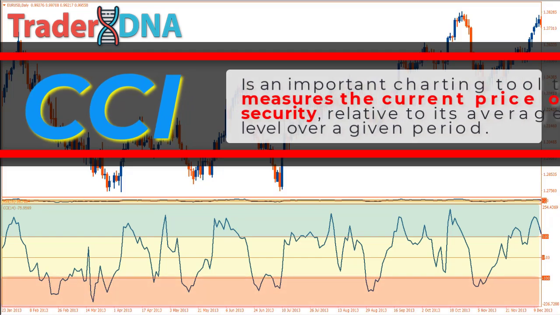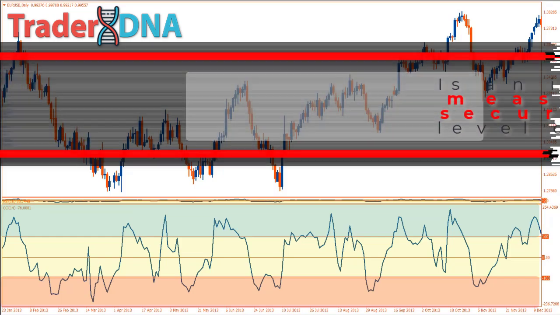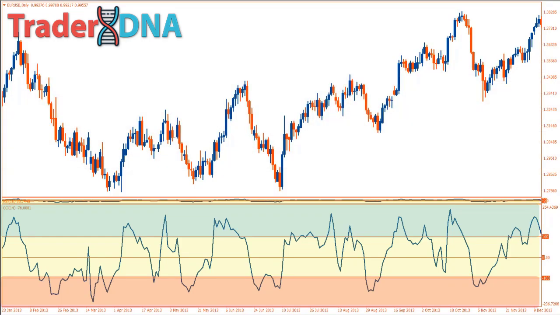Just like the RSI indicator, the CCI indicator can be used to ascertain overbought and oversold market conditions on a given security under study. Whenever the CCI indicator reading is above plus 100, it implies a strong uptrend is beginning, signaling overbought conditions.